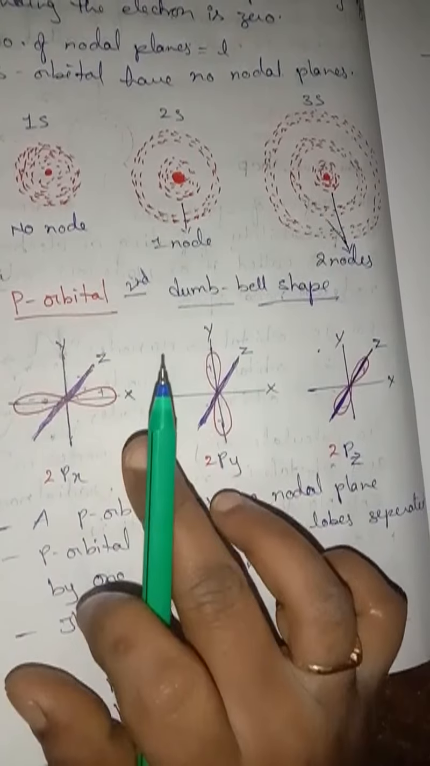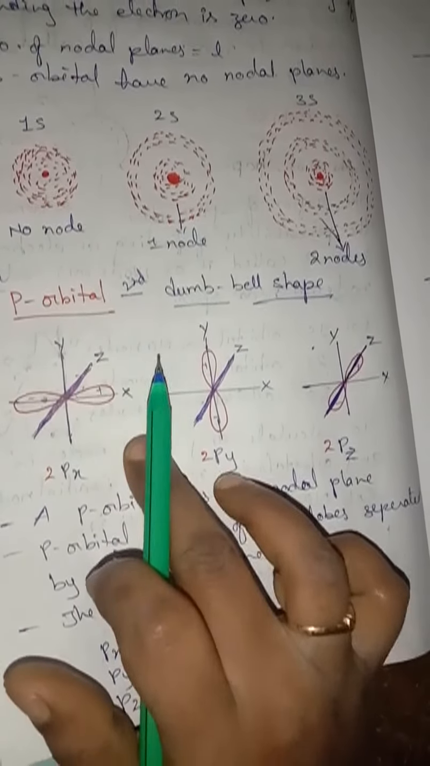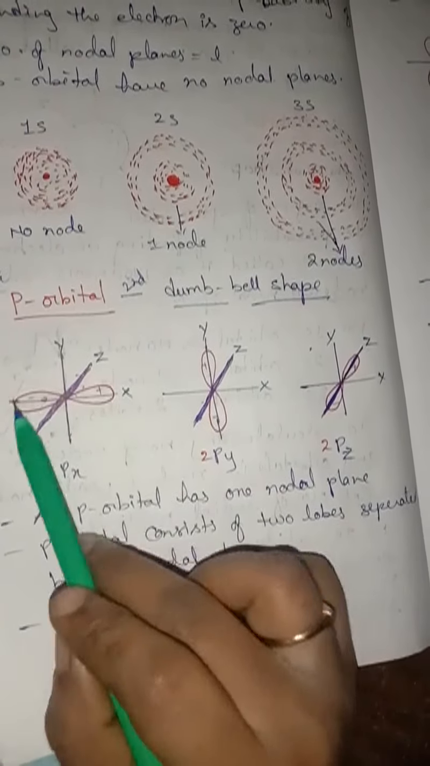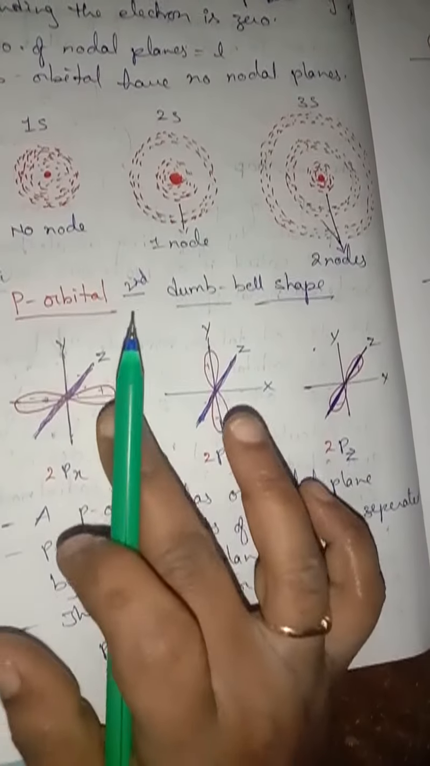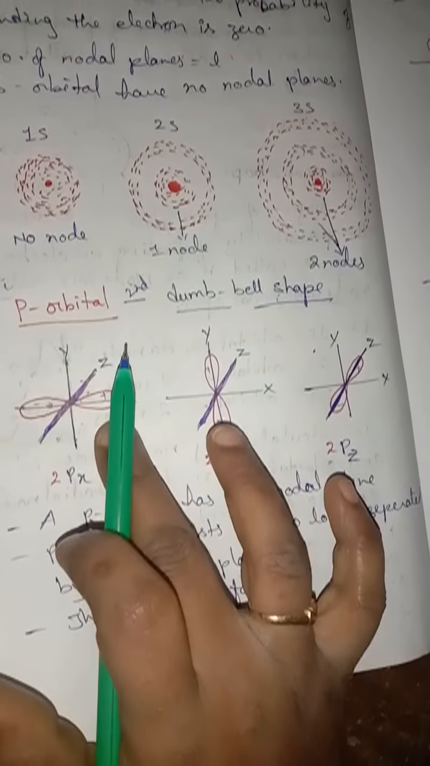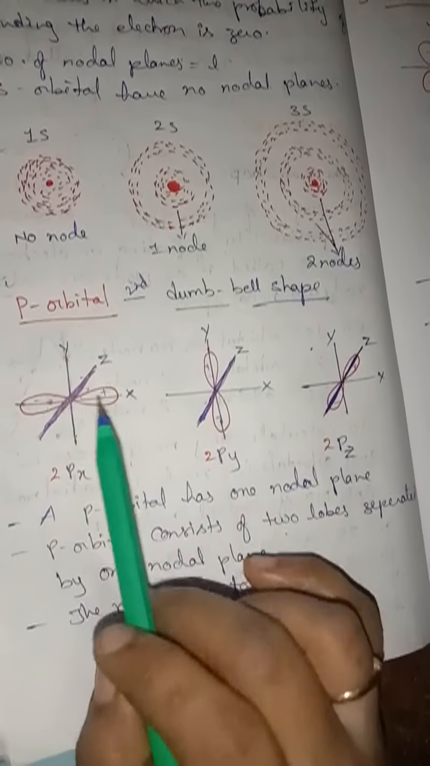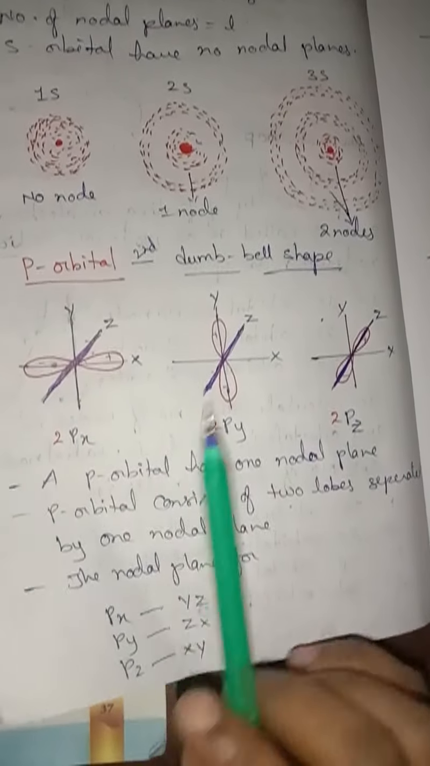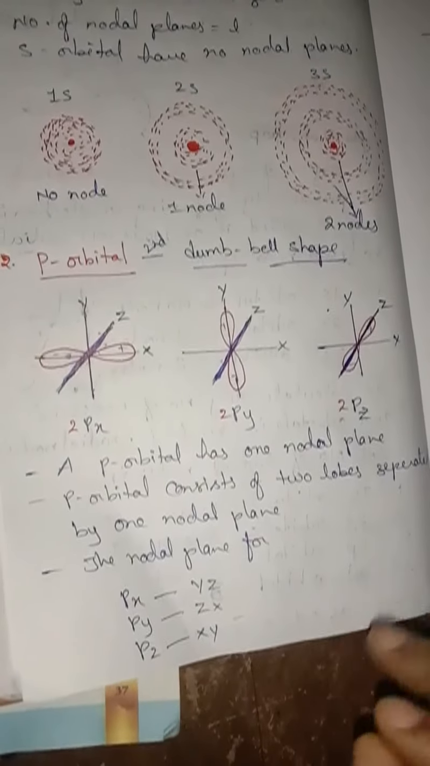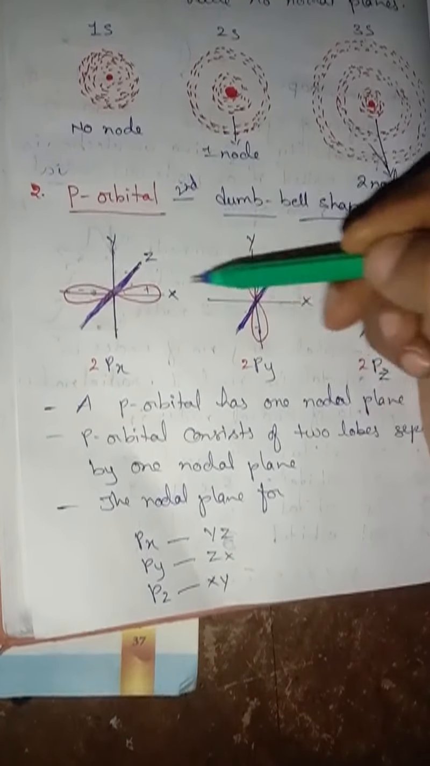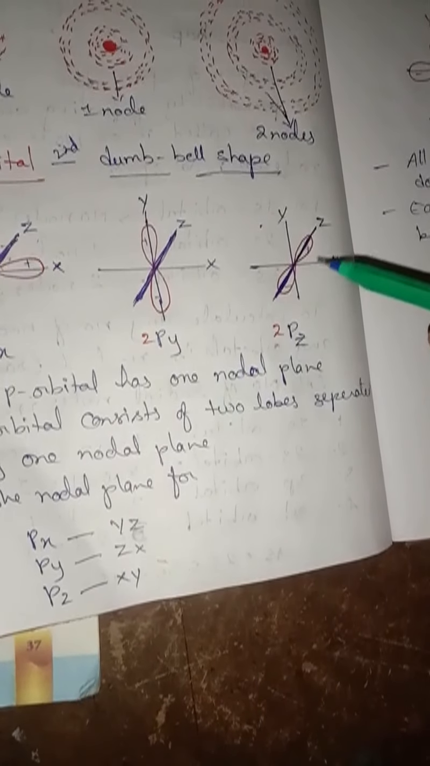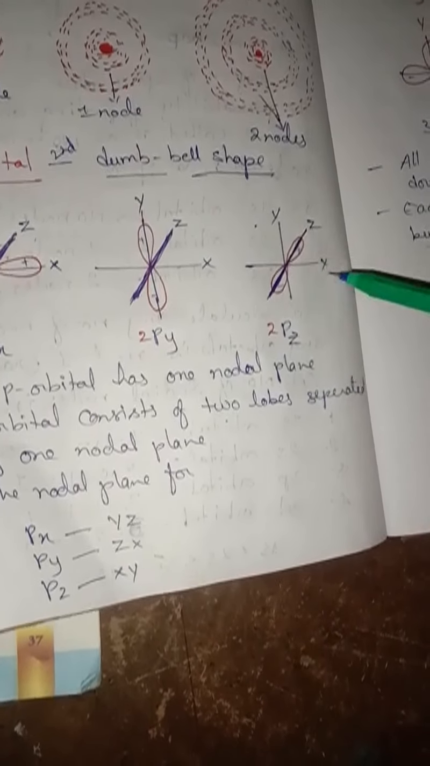The probability density function is 0 on the plane where the two lobes touch each other. So here it will be 0. The nodal planes for px, py, pz are: for px it is yz, for py it is zx, and for pz it is xy.